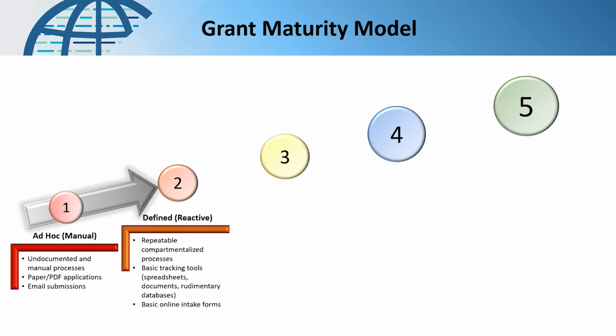At level 2, organizations are better organized and moving away from manual processes to managing applications electronically. Business processes are better defined and repeatable. Grantees have more access to basic online applications.